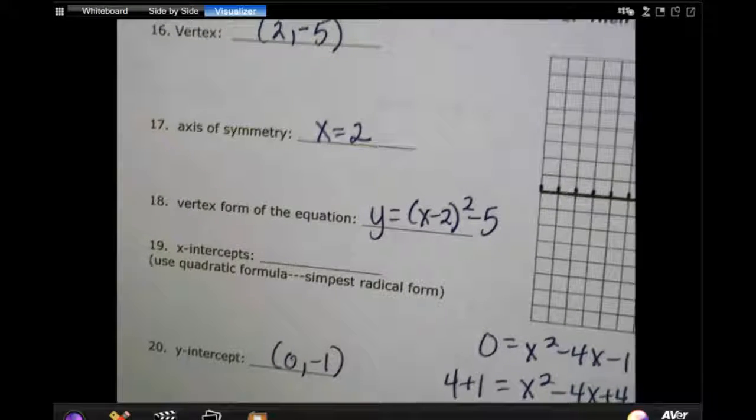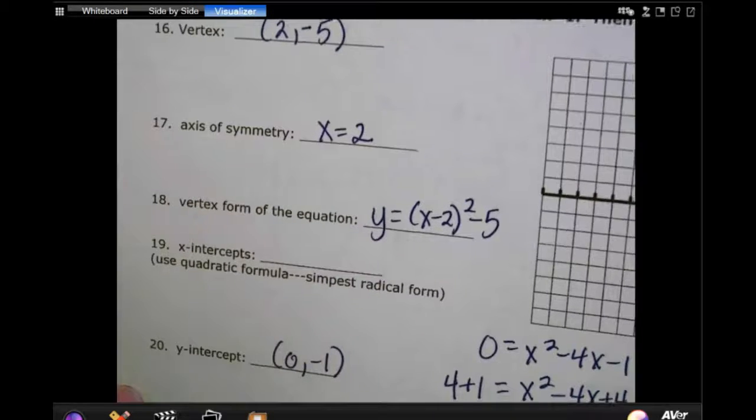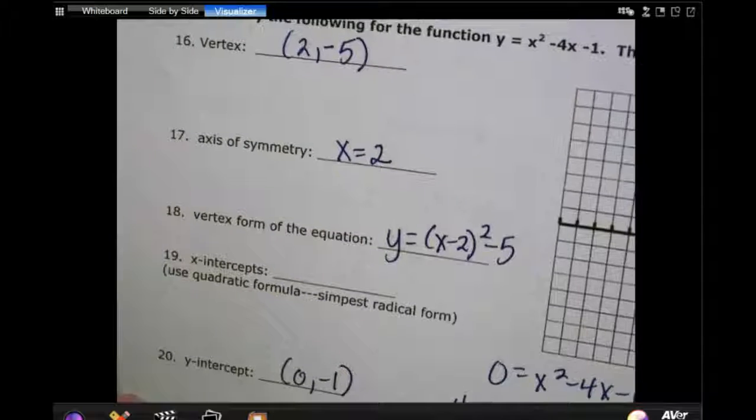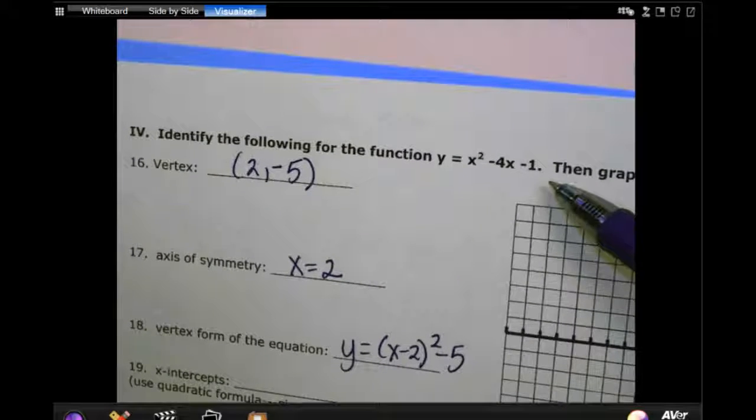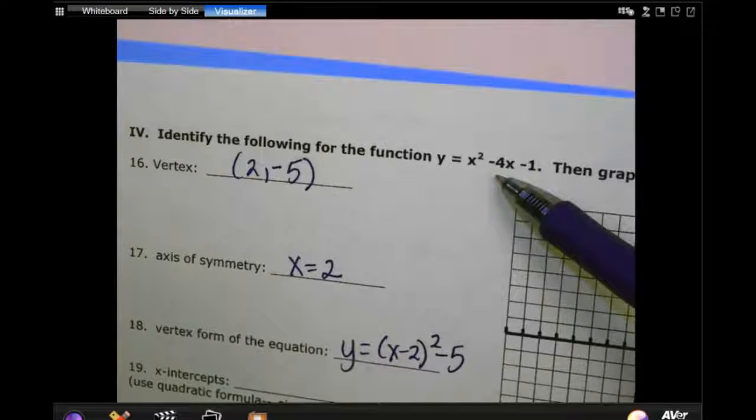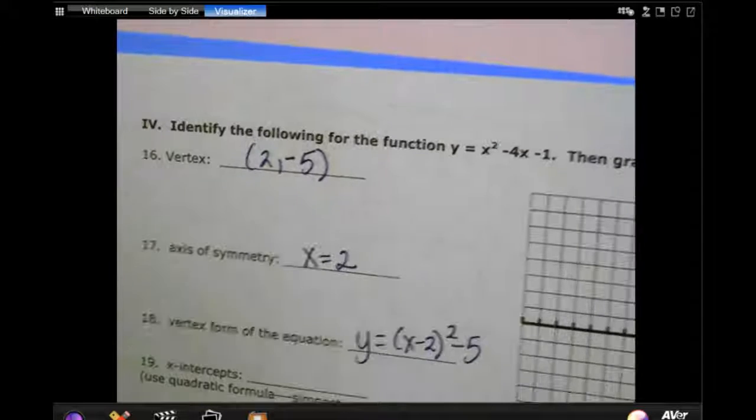So how do I know to find the x-intercepts? It says use the quadratic formula. How do I know that from looking at this? Can I factor this in my mind? Really? Do it. You can't. There's no a times c is negative 1 and b is negative 4. There's no factors to factor this. So you have to use the quadratic formula.